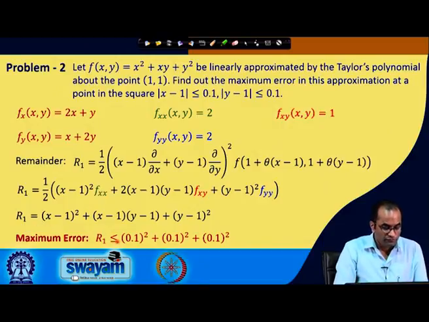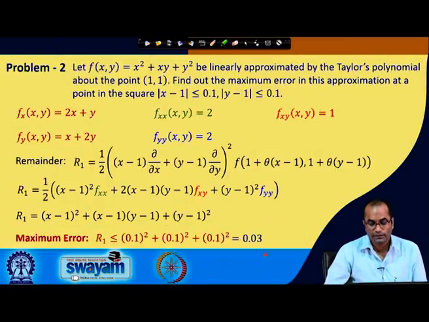To get this approximation, R1 will be less than or equal to, we have written down the maximum error here, which is 0.1 for x minus 1. So, 0.1 squared here, again this product will come, and 0.1 squared. So, 3 times 0.1 squared, which will be 0.03.